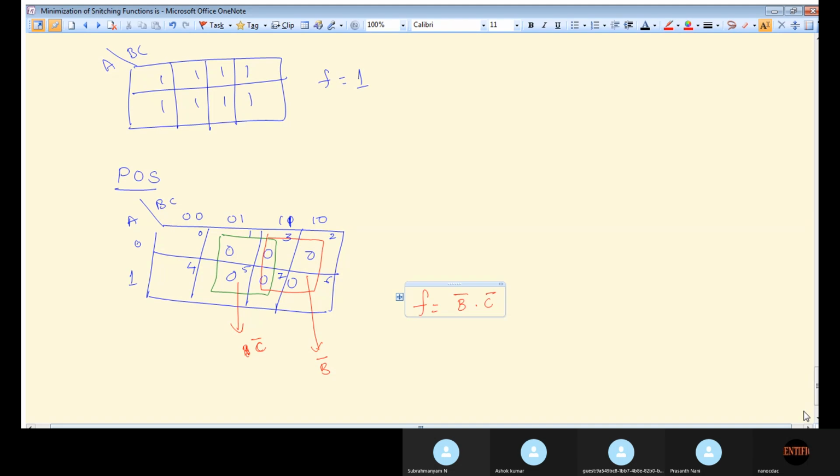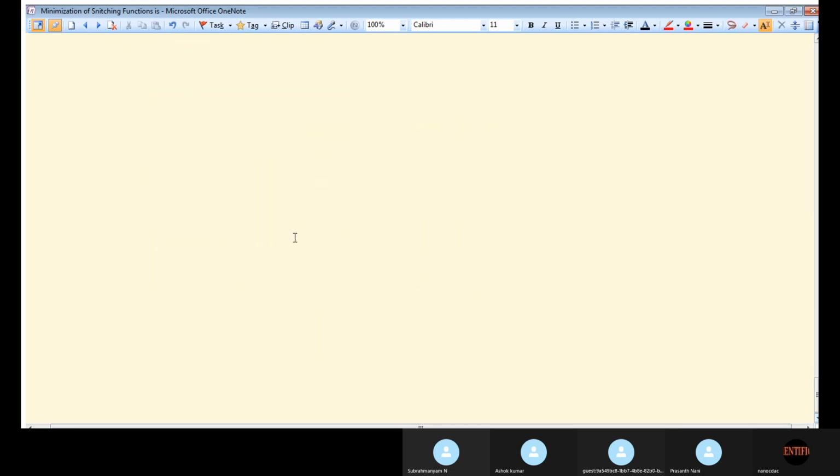Now I will give you a question. The question is, now f is equal to sigma m of 0, 2, 3, 4, 5, 6. Use K-map and implement this logic. Implement the logic and draw the logic diagram.